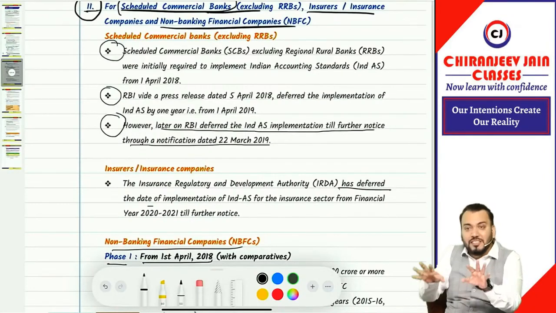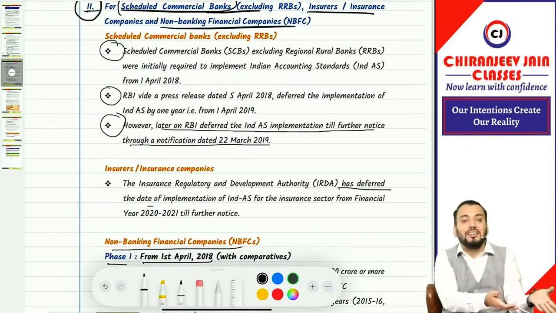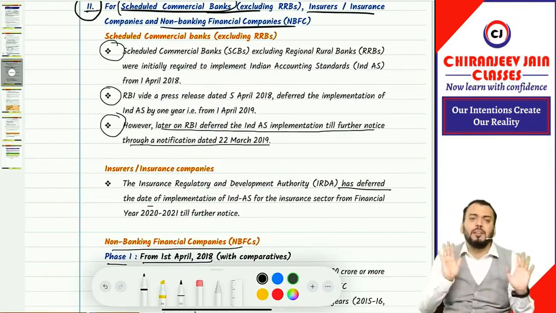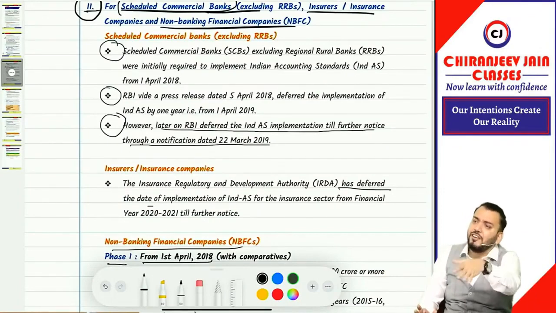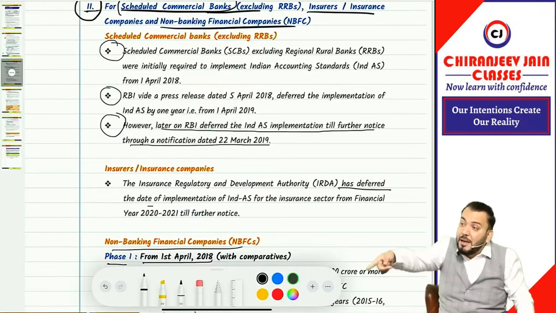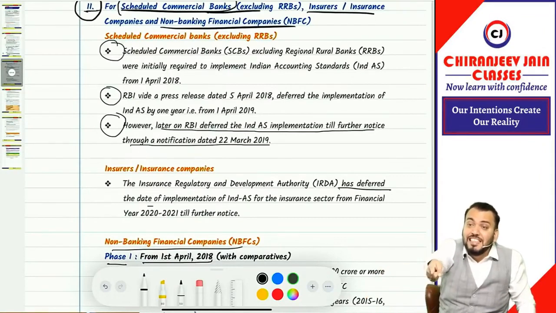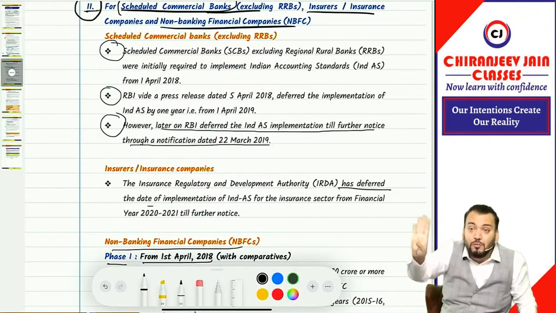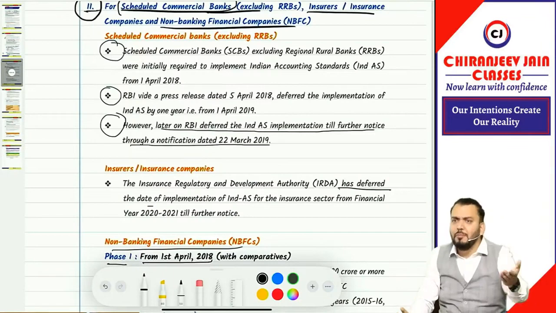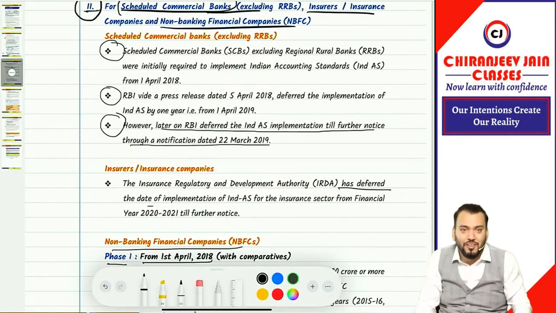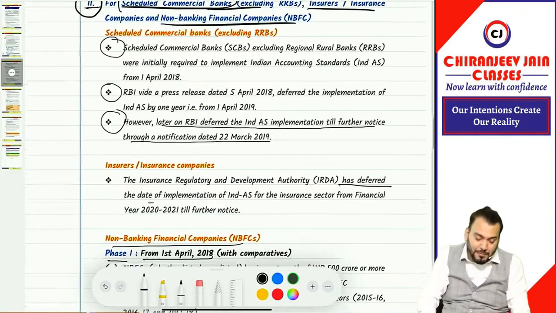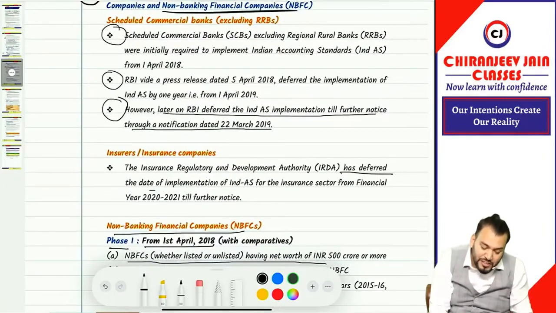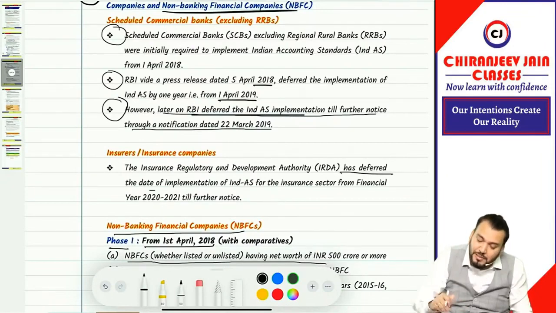I hope you have understood. Right now, for all banking companies, the Banking Regulation Act and AS are applicable. Means whatever you are doing in CA Inter, that is only applicable. Once Ind AS becomes applicable, whatever you are doing in CA Inter will be excluded from the syllabus; it will become outdated. Correct? So right now, for scheduled commercial banks, RBI has deferred the Ind AS implementation. Initially it was 2018, then they deferred it by 1 year. Now it has been deferred again.